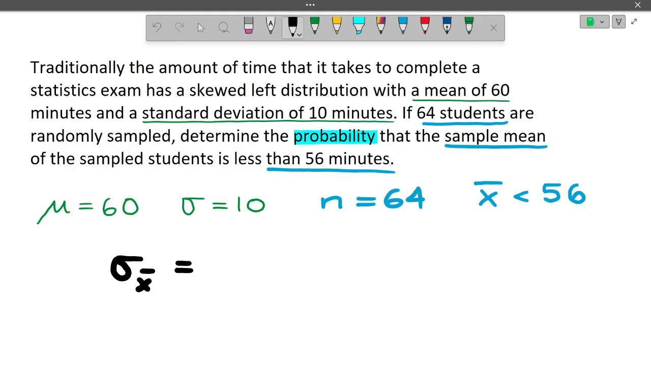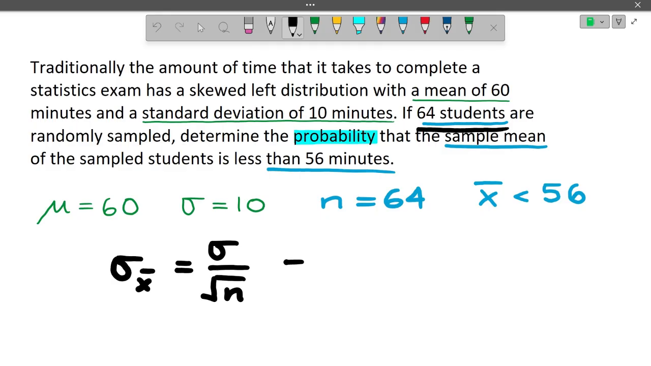Now, we know that it doesn't matter what the population data's distribution is. In this case, it's skewed left. It really won't matter because the person who put this together was smart and used more than 30 students here in their sample. So that's going to ensure that our distribution of the sampling means will follow a normal distribution. And this is the adjusted standard deviation.